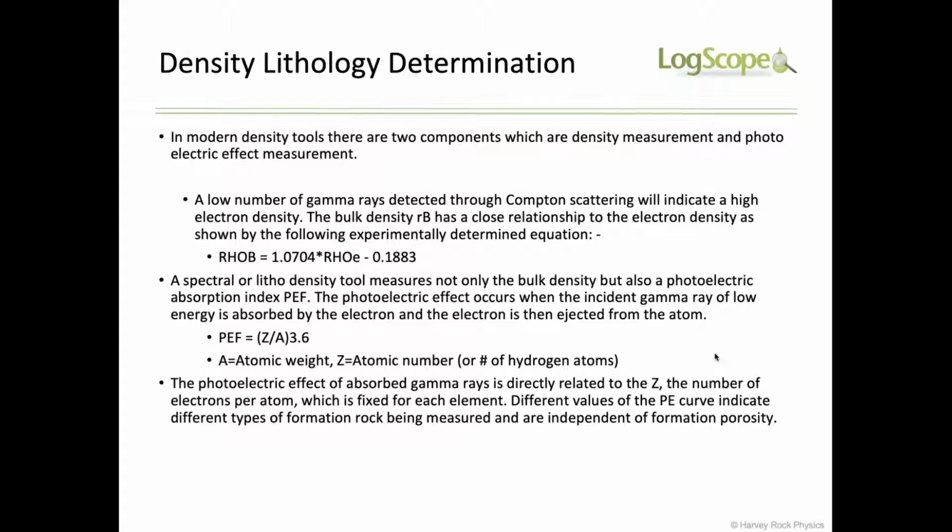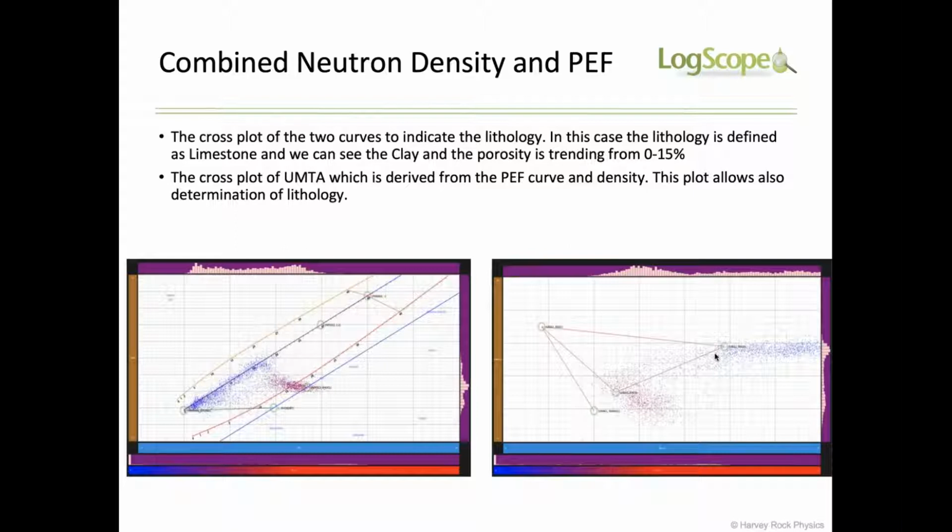The density lithology determination, we've been through this information, but if we combine the neutron and the density together, you will see on the left we have the neutron density cross plot, and we'll talk about this in a while. And this is the primary tool that we use for estimating clay content. The reason being is that the neutron density is not affected by radioactivity of the rock.